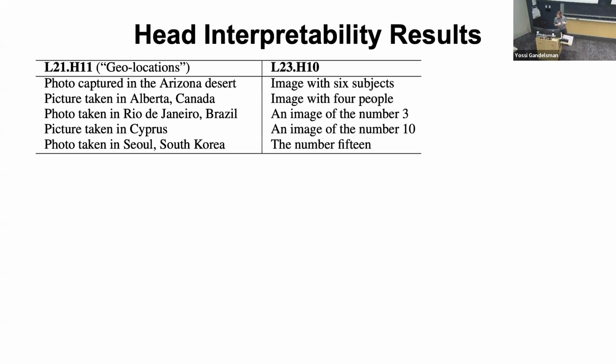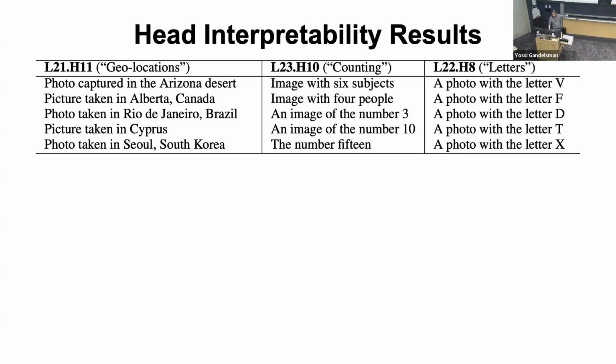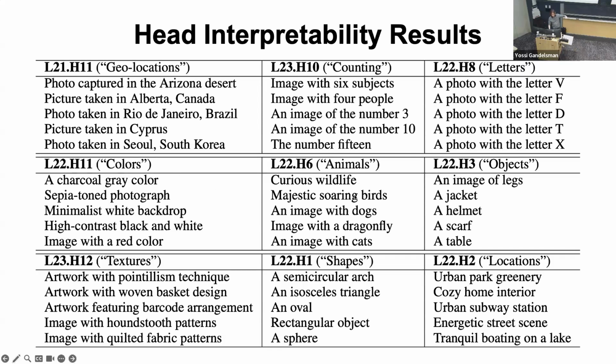And if you, for example, look at another head, head 10 at layer 23, you see image with 6 subjects, image with 4 people, image with the number 3, things that are related to numbers. You can think of it as some counting that the model is doing and informs the final representation about. And you see a lot of structure. You see letters, and you see colors, and animals, and objects.